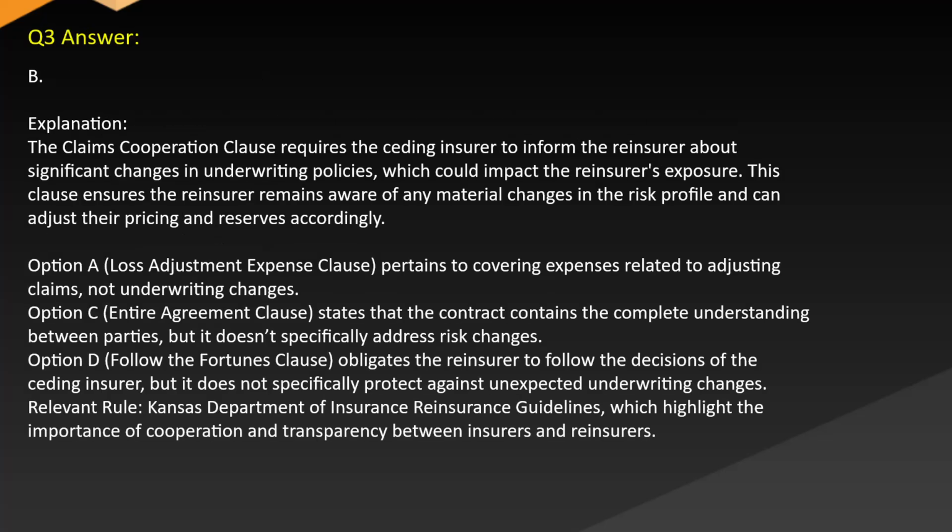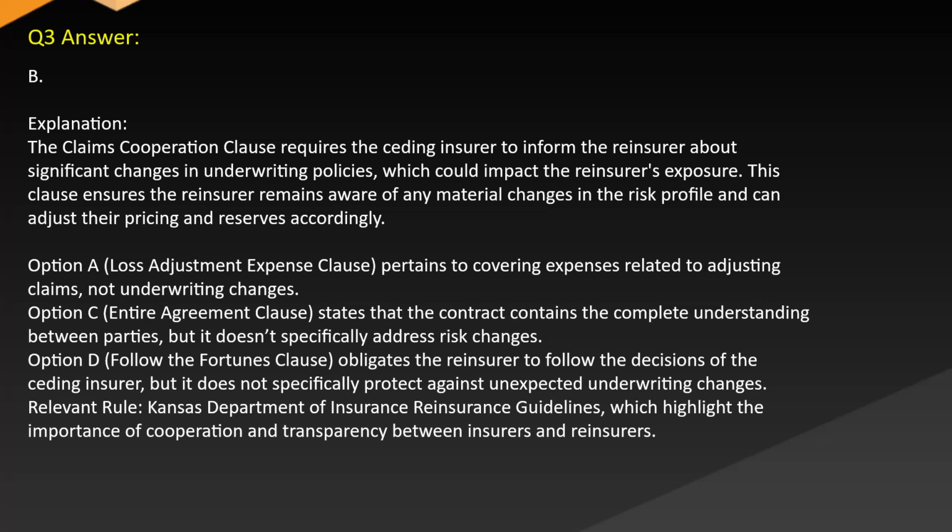Answer: B. Explanation. The claims cooperation clause requires the ceding insurer to inform the reinsurer about significant changes in underwriting policies which could impact the reinsurer's exposure. This clause ensures the reinsurer remains aware of any material changes in the risk profile and can adjust their pricing and reserves accordingly. Option A, loss adjustment expense clause, pertains to covering expenses related to adjusting claims, not underwriting changes.